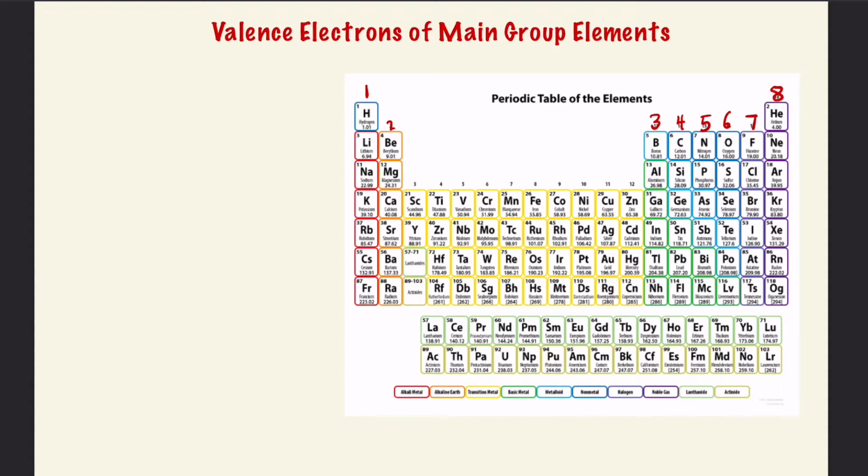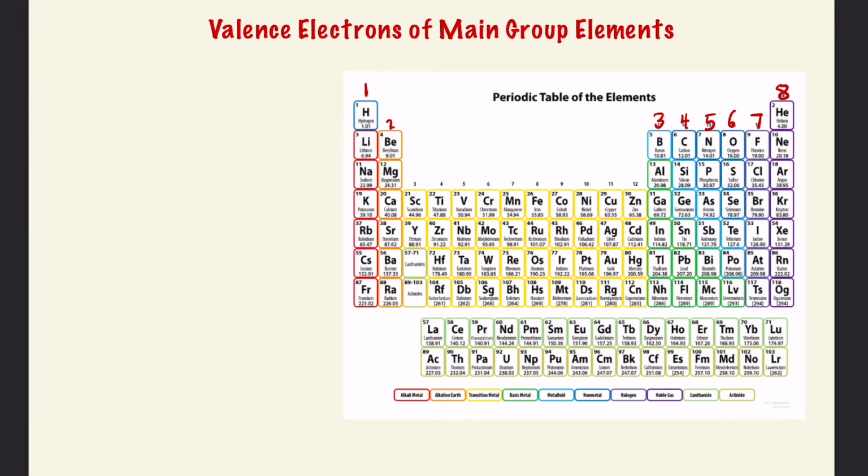For example, this whole group over here has 1 valence electron because they're in group 1. And this whole group over here has 2 valence electrons because they're in group 2. And looking over here, this whole group has 3 valence electrons, 4, 5, 6, and so forth, until you get to the noble gases, which have 8 valence electrons, because they are in group 8, or what's commonly written 18.